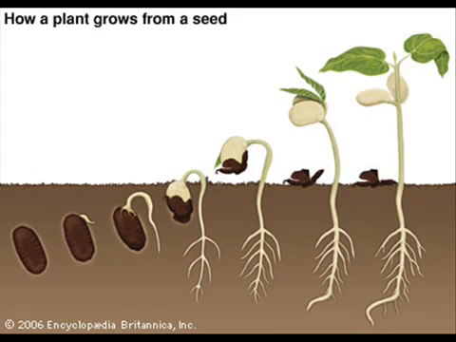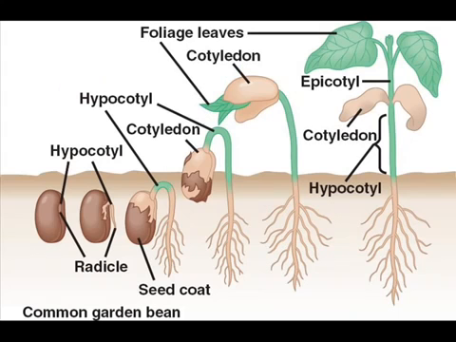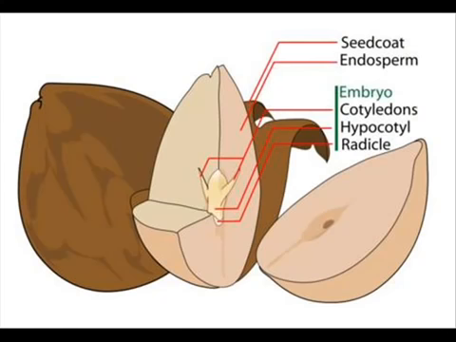Seed germination process. The seed contains an immature plant, called an embryo, that resembles an adult plant, complete with leaves and a root. The seed's leaves are called the cotyledons. Seeds that contain one embryonic leaf are known as monocotyledons, or monocots. Seeds with two embryonic leaves are termed dicotyledons, or dicots. The food found in the seed, which nourishes the embryonic seedling during the early stages of development, is known as the endosperm.